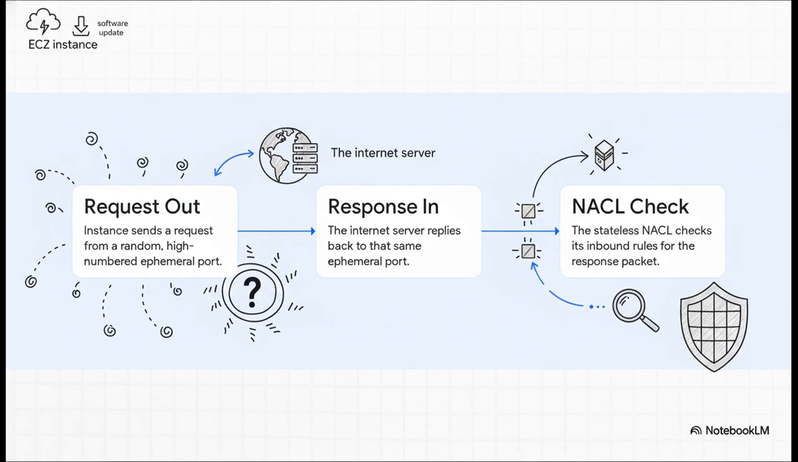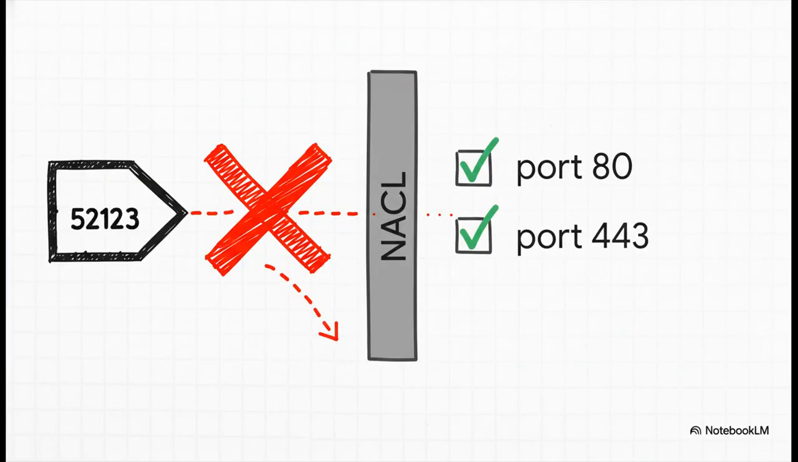Okay, let's follow the journey of a single packet. Your EC2 instance wants to grab a software update, so it shoots a request out to the internet. Now, that request leaves from a random temporary port. It's called an ephemeral port. Just think of it like a temporary return address. The server out on the internet gets the request and sends its response right back to that exact high-numbered port. And boom, there's our problem.